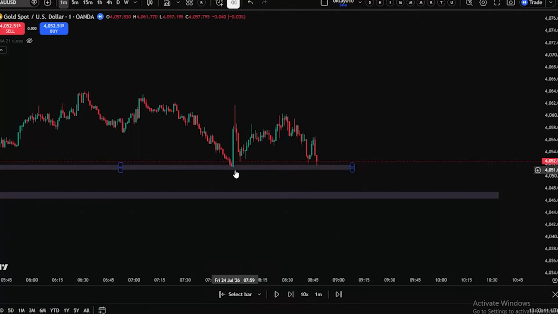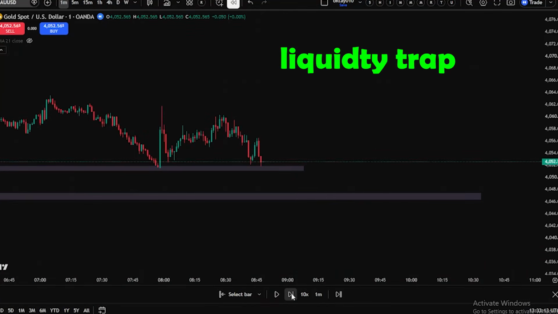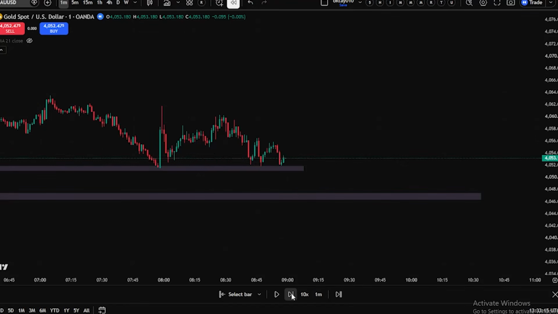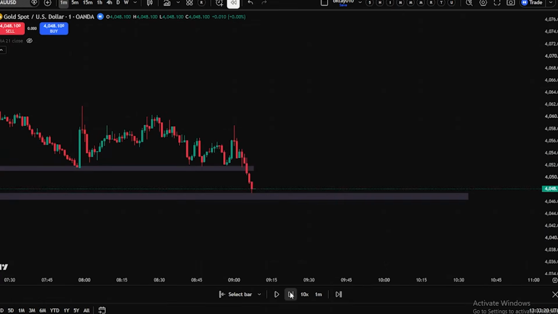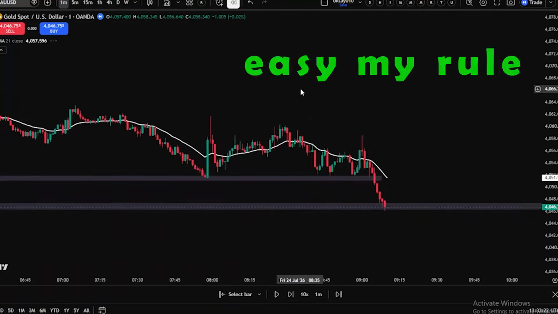You might be asking yourself how I can get into the liquidity trap without falling into the liquidity trap. That's exactly what I'm telling you. Go ahead, do it. Now let's take a look at my rules.